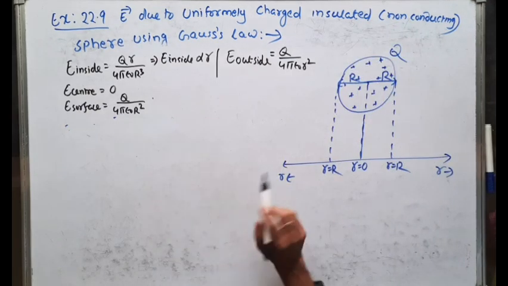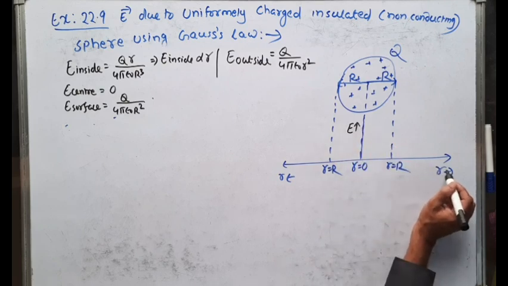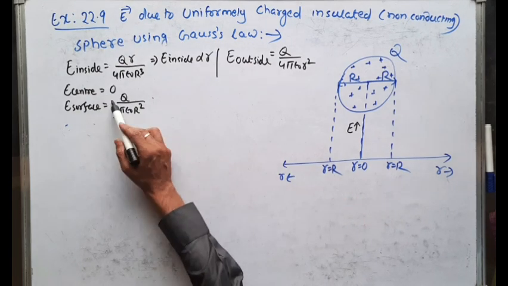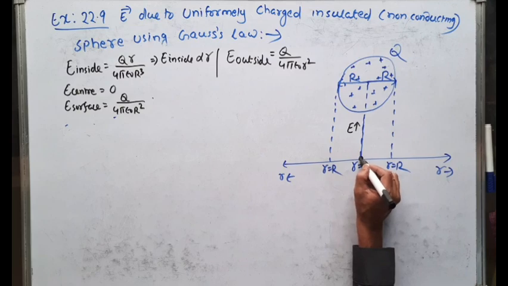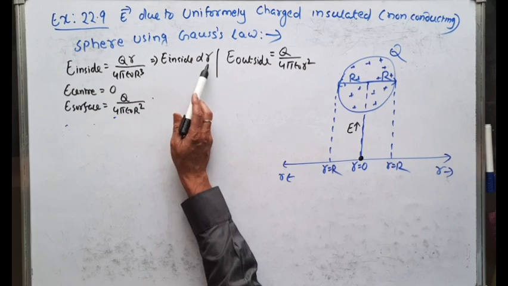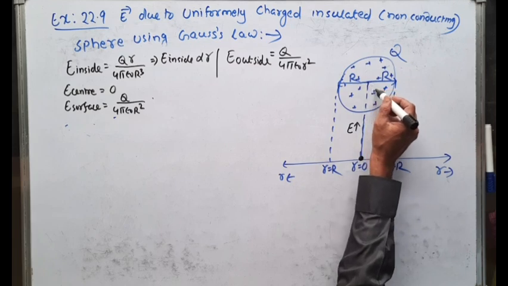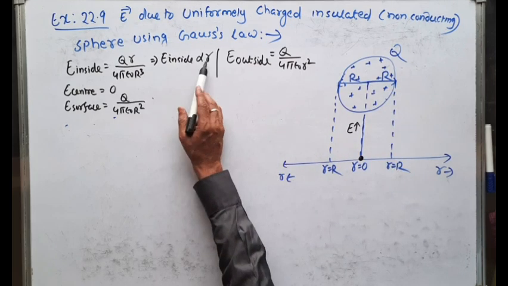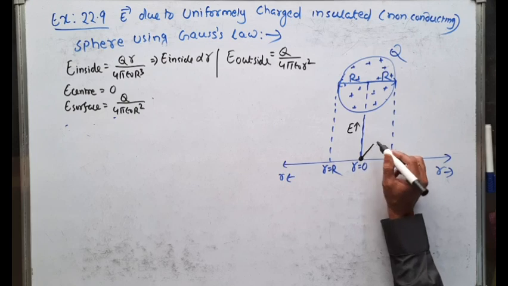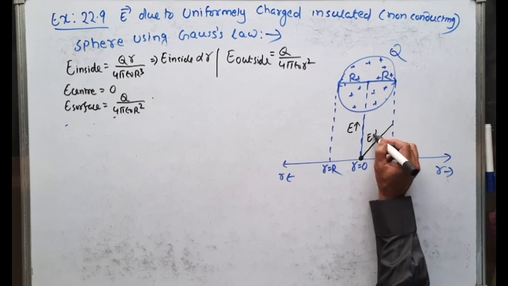Now see, if we draw the electric field intensity versus the distance, what will be the nature of the graph? You see, at the center electric field intensity is 0. So this is the center point. And at the internal point, electric field intensity is directly proportional to R. So as the point moves away from the center towards the surface, electric field intensity increases in which proportion? Directly proportional to R. That means electric field intensity increases in a straight line. So here within the sphere, electric field intensity is directly proportional to R.